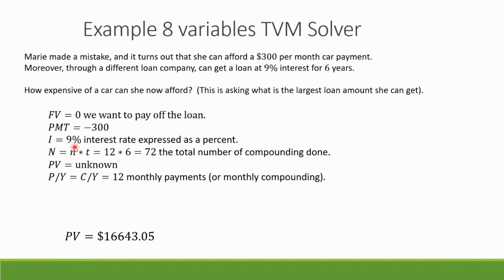I is 9%, the interest, but you leave it as a percent. Capital N is how many times the account is compounded, over 6 years. It's compounded monthly since we're making monthly payments 12 times per year. So 12 times 6, 72. PV is what we're looking for, the loan balance initially. P/Y is how many payments we make per year, and C/Y is how many times the account is compounded per year, which is 12 as well.